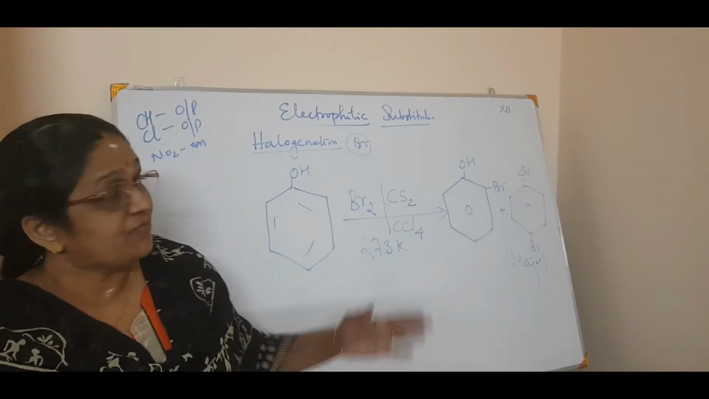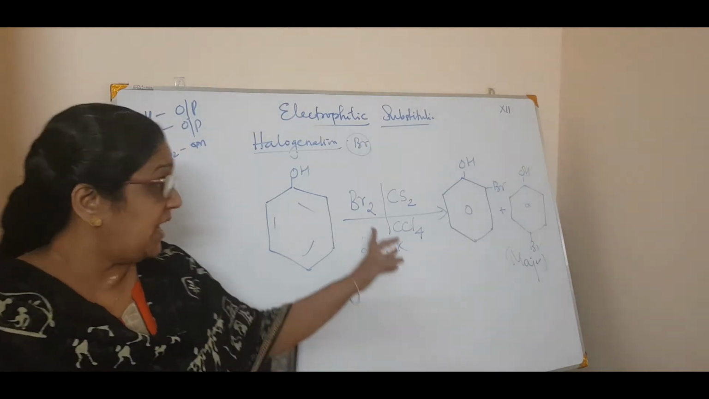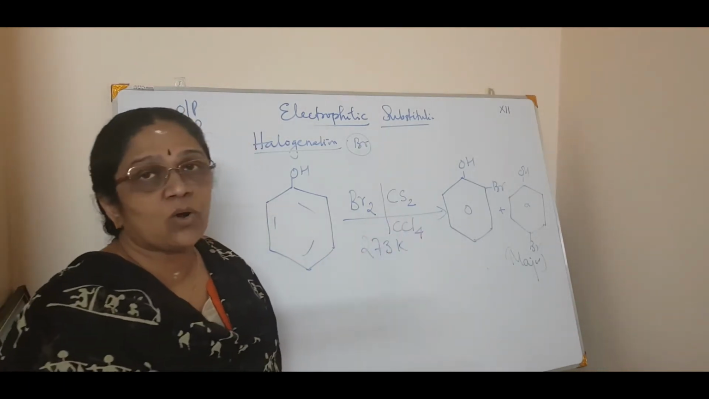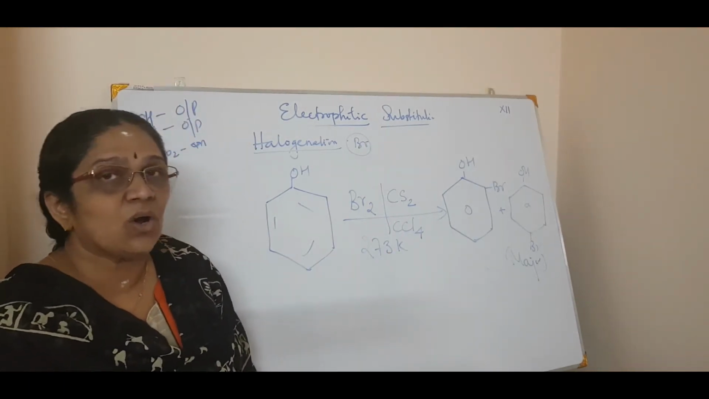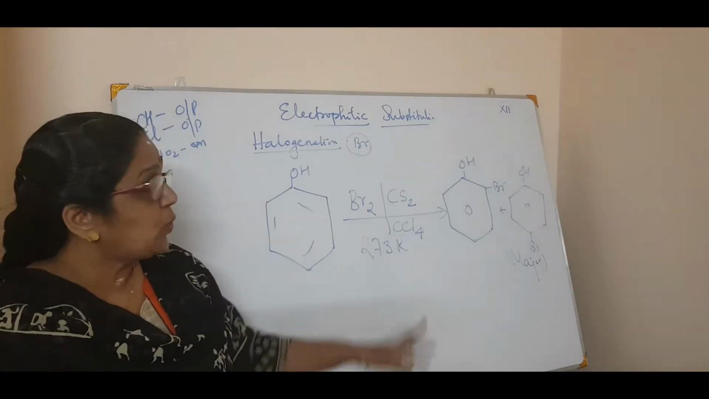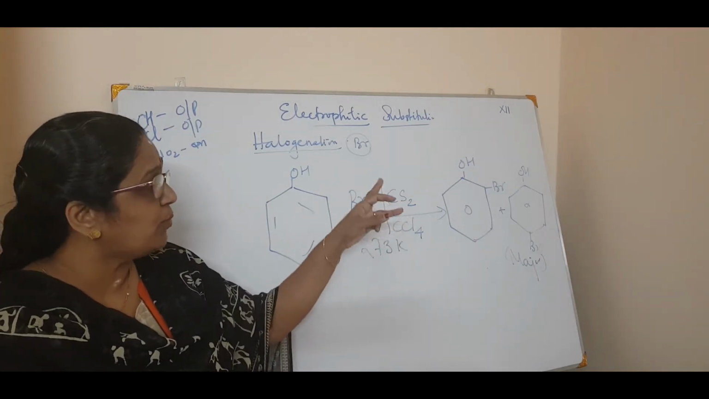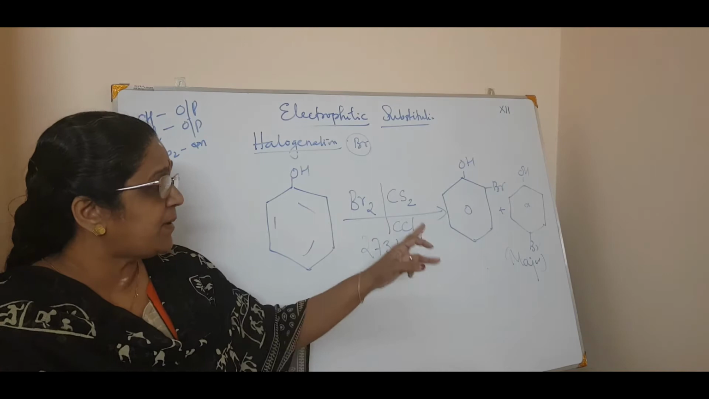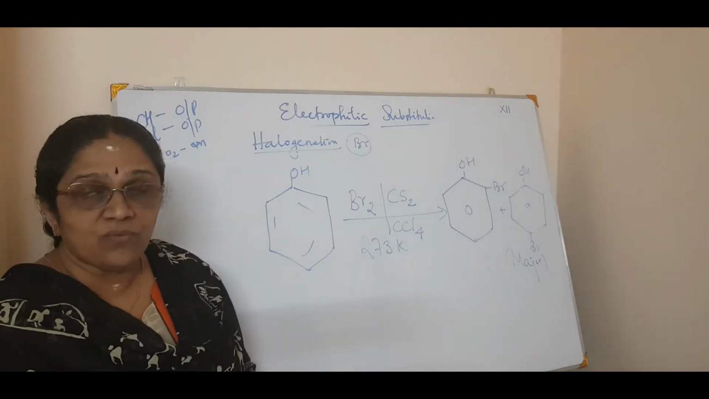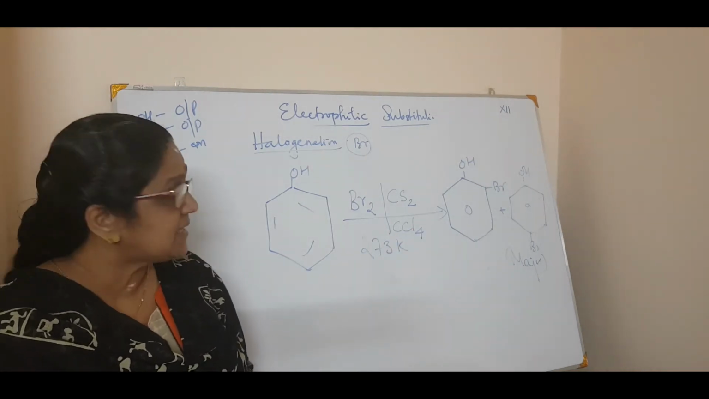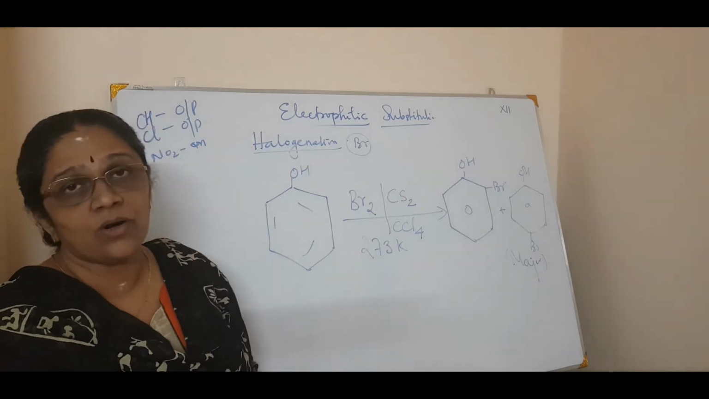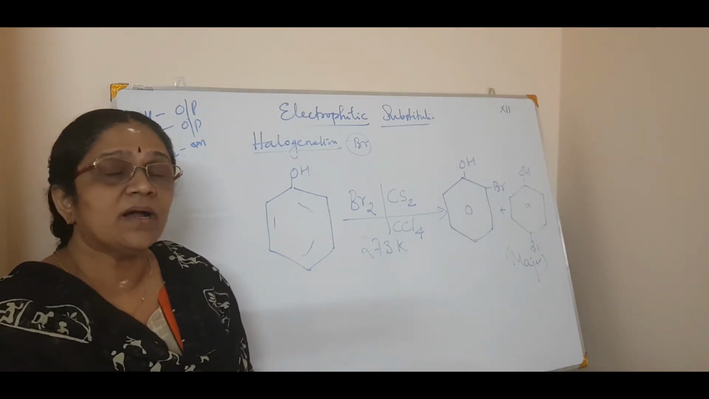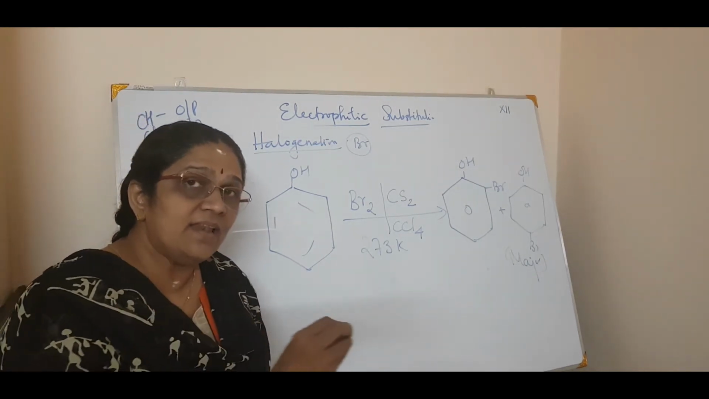So this is the first halogenation. That means in low polar solvents or non-polar solvents at low temperature, you will get a mixture of ortho-bromophenol plus para-bromophenol, of which the major product is para-bromophenol due to its symmetry. Valid points.